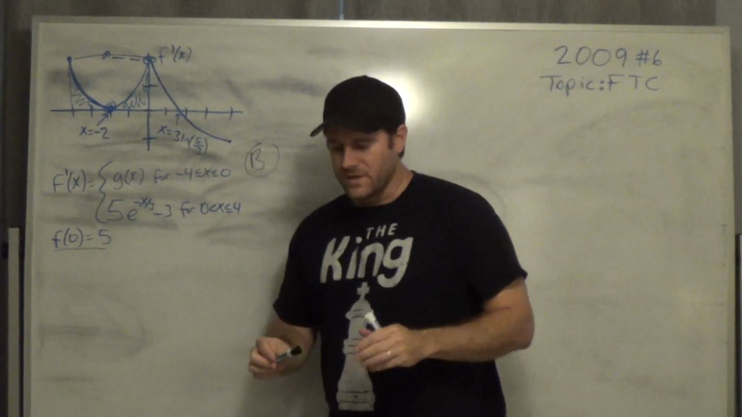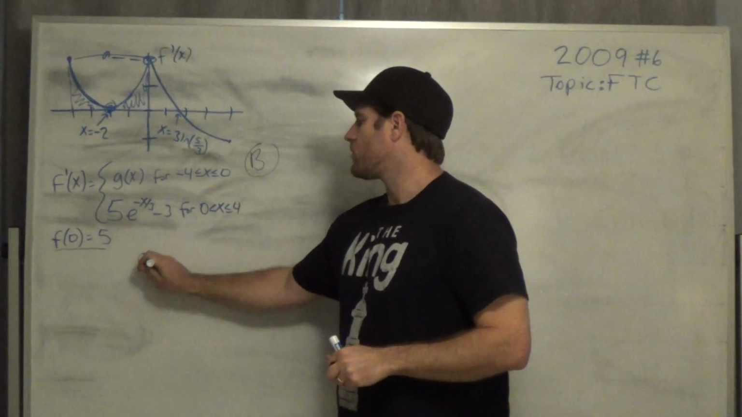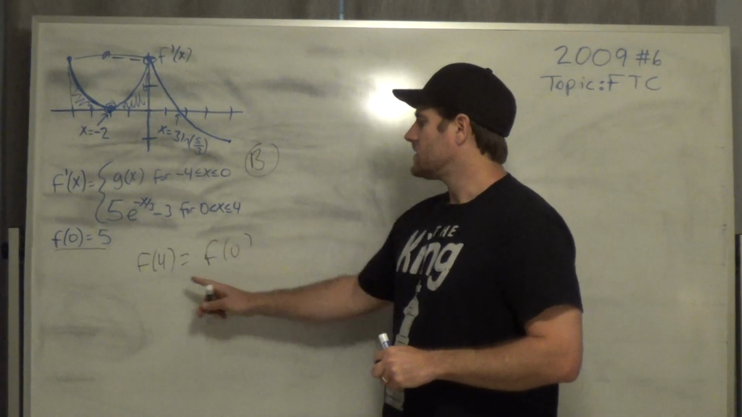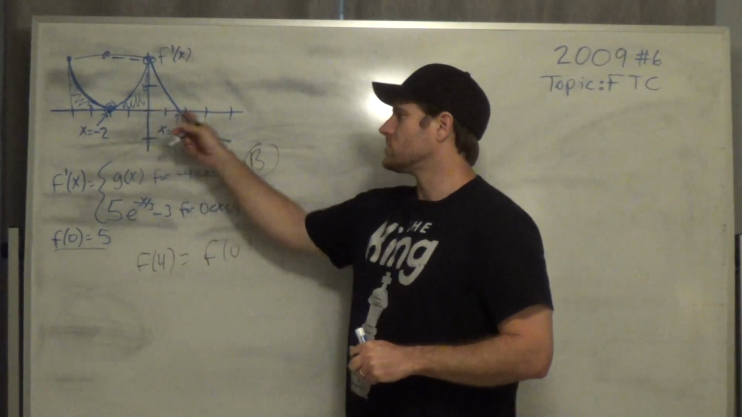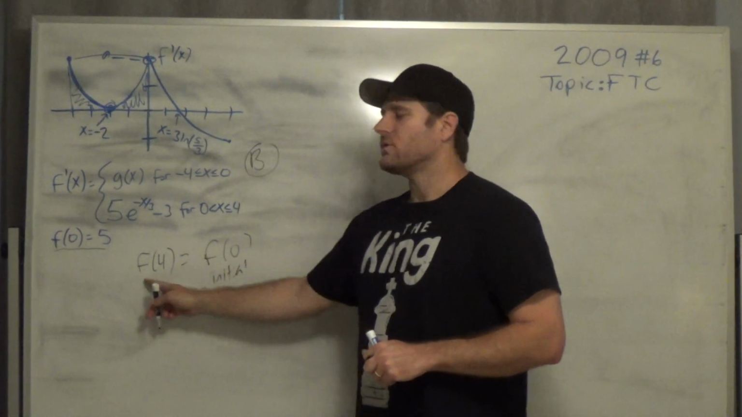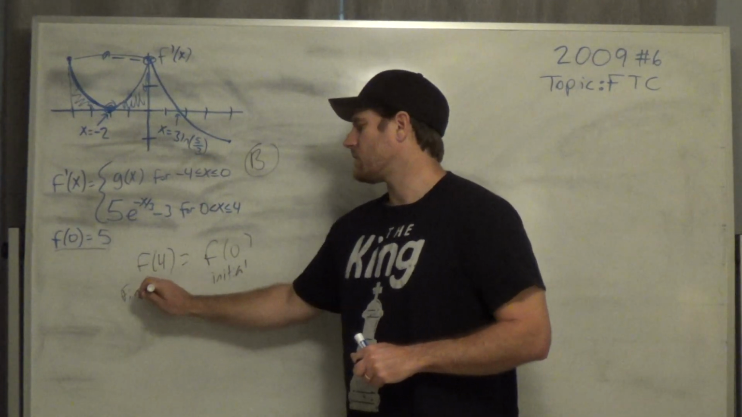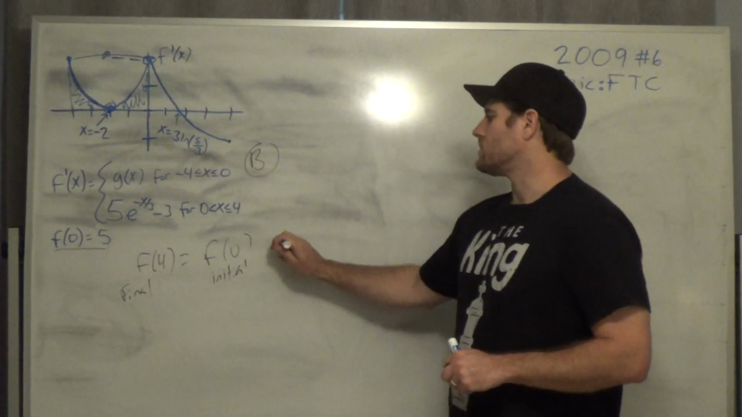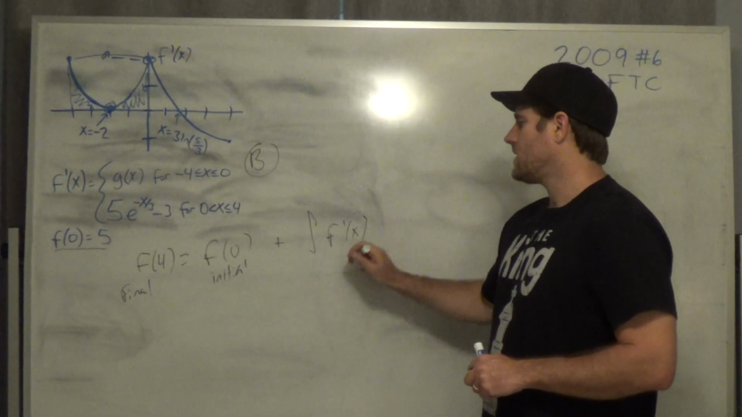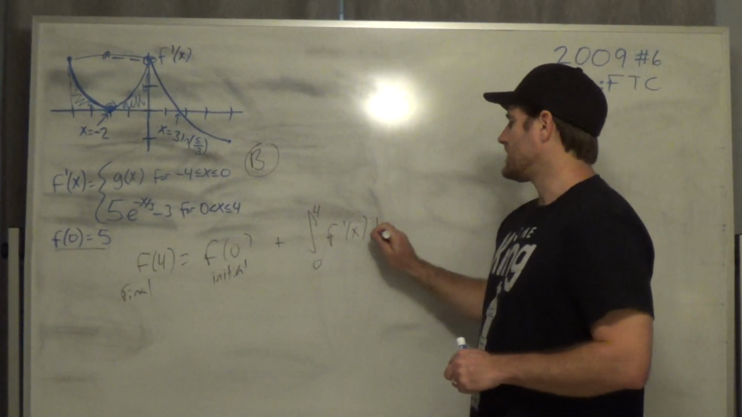We're still on part B. The second part of part B is asking us to find f of 4. Now, by comparison, this time when you compare these two on a number line, 0 comes before 4, so this is the initial, and we need to know what this is, and this, of course, is going to be my final. So now when I want to know my final, it's my initial plus my net change. Again, the area underneath f prime x from 0 to 4 is what I need.